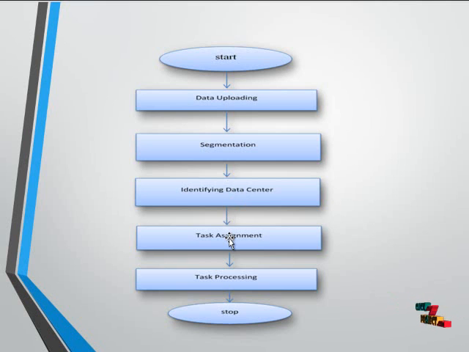Next is task assignment. In task assignment, our data is stored from the data centers and the allocated task is performed. The performance time is also calculated. Next is task processing. Task processing means the data is allocated to process. The data allocation time, the duration, and the map and reduce results can be shown from this task processing module.